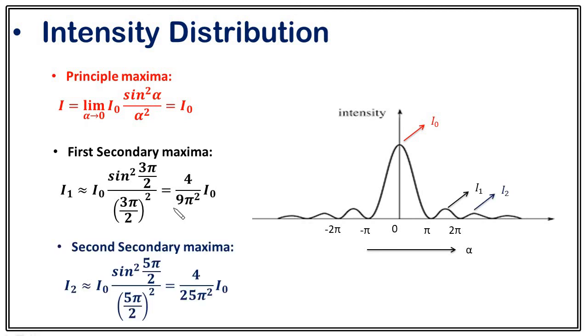Then we can get the second secondary maxima, and you can easily guess that the denominator is getting larger and larger. It is not very difficult to guess that after a few secondary maxima you won't be able to observe anything, because the denominator will be so large that we can neglect the intensity of the secondary maxima, right? It will approach a dark region. Okay, this whole pattern is clear to us.